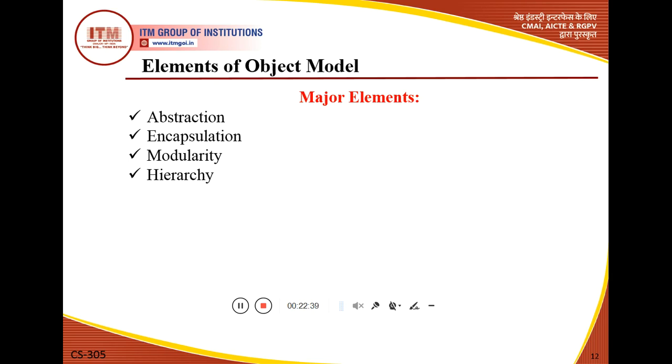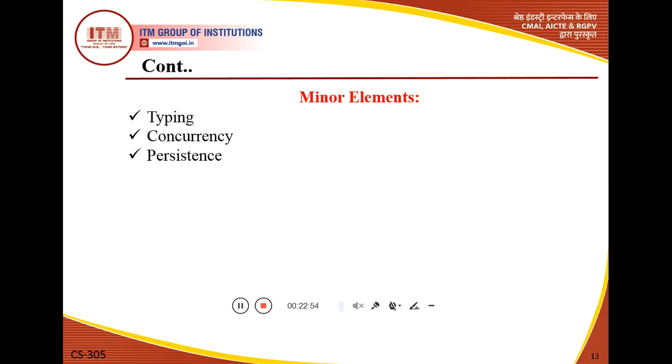So when we use the concept of inheritance, this type of hierarchy is used, and in inheritance the is-a hierarchy is used. Now there are some minor elements that also depend on the object model. The minor elements are also three types: typing, concurrency, and persistence.